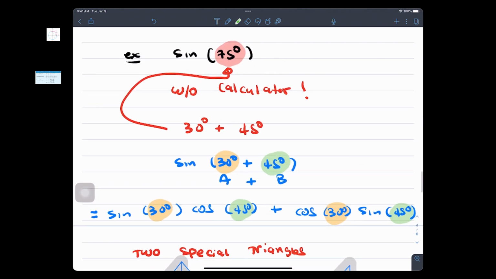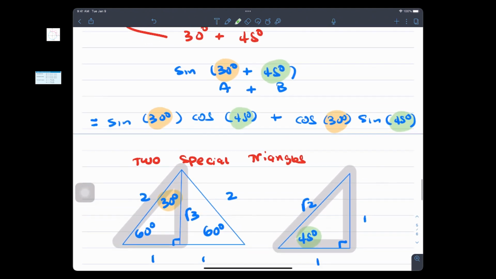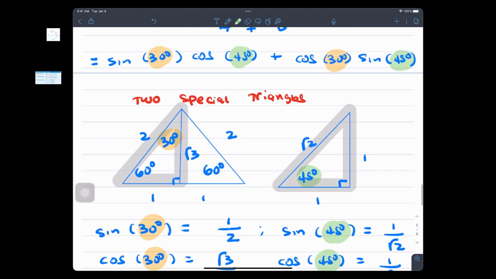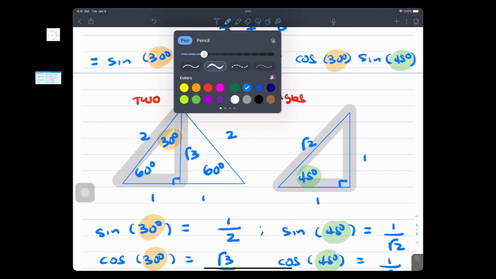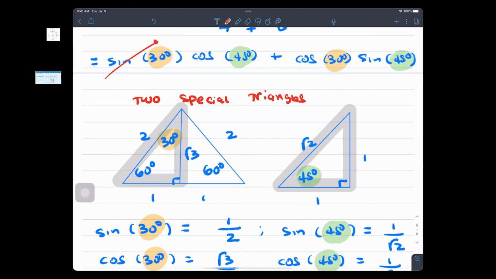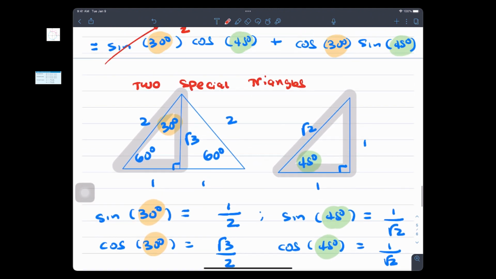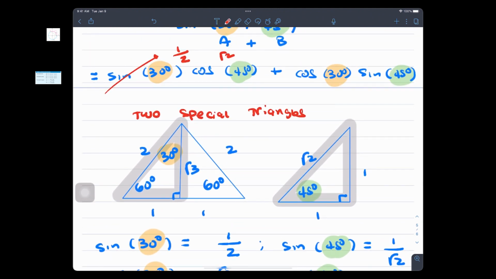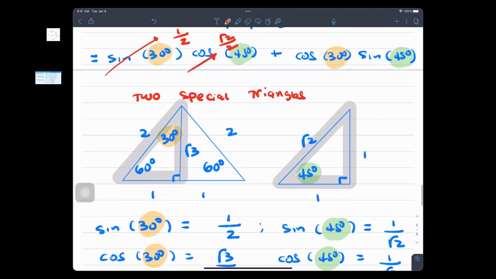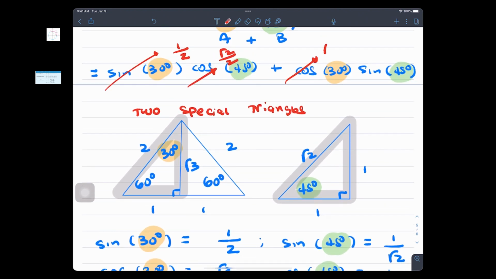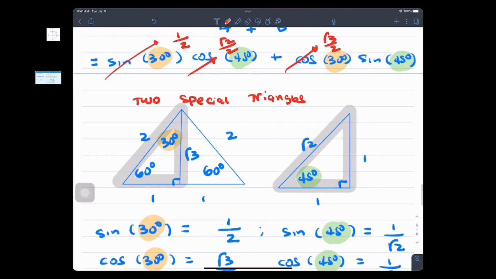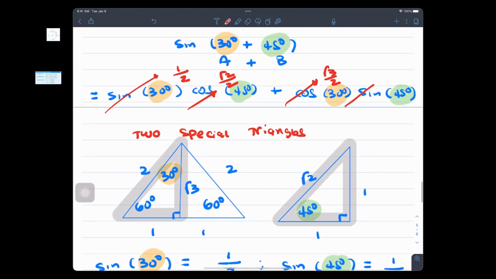Sine 75. What's this going to be, ladies and gentlemen? I just replaced sine 30 with what number? You guys know what this is? 1/2. What's cosine 45 degrees? Square root of 2 over 2. This is what I replace that with. What's cosine 30 degrees? Square root of 3 over 2. What is sine 45? Square root of 2 over 2.